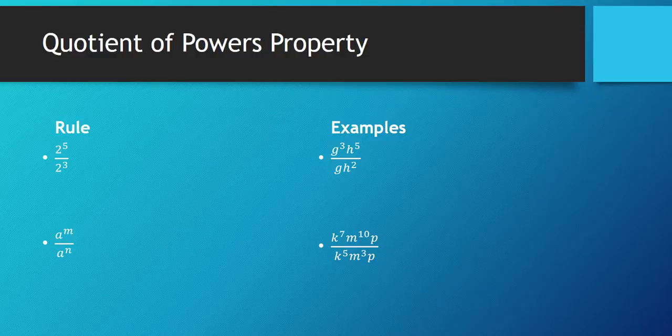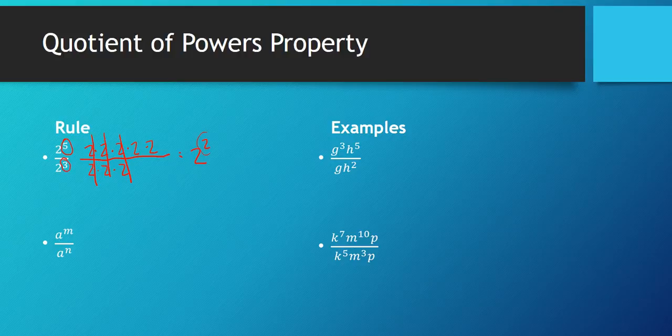Alright, so our first rule of the day is the quotient of powers property. So let's try and figure out that rule. We have 2 to the 5th over 2 to the 3rd. So let's think about that. 2 to the 5th would be 5 2's in a row, divided by 3 2's in a row. So there's 2's in the numerator and denominator, they'll cancel each other out, and we're left with 2 2's, or 2 to the 2nd.